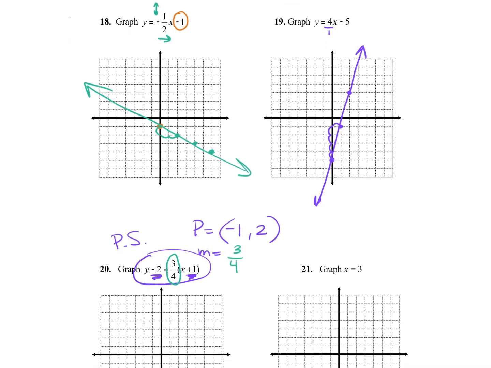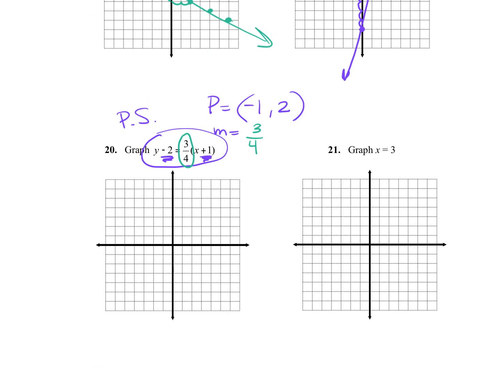Okay. Which of those do you plot first, the slope or the point? The point. So you go negative 1, 2. And then where do you move for a slope of 3/4? 3 over 4: 1, 2, 3 up, 1, 2, 3, 4 to the right. So you get that point and you draw the line in.